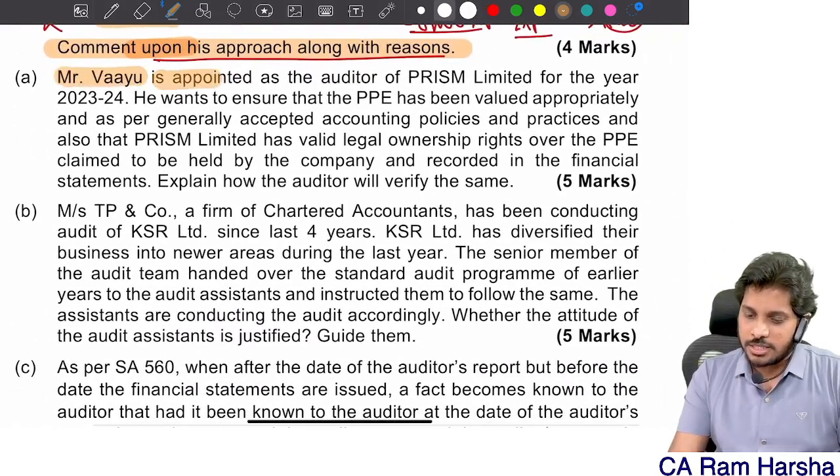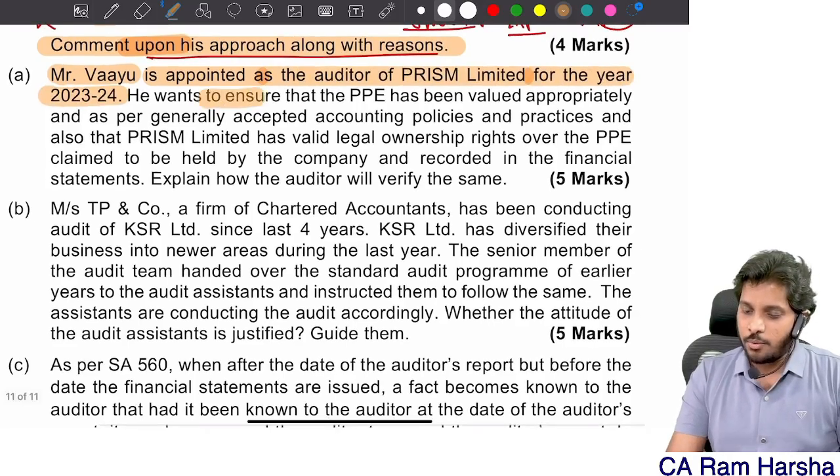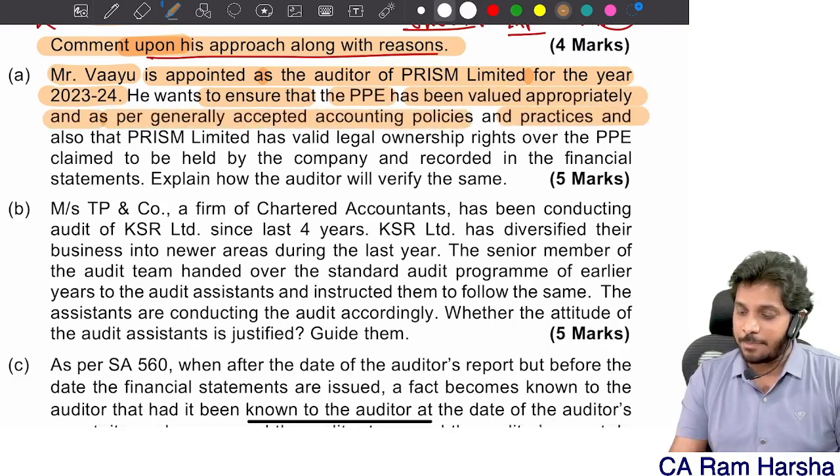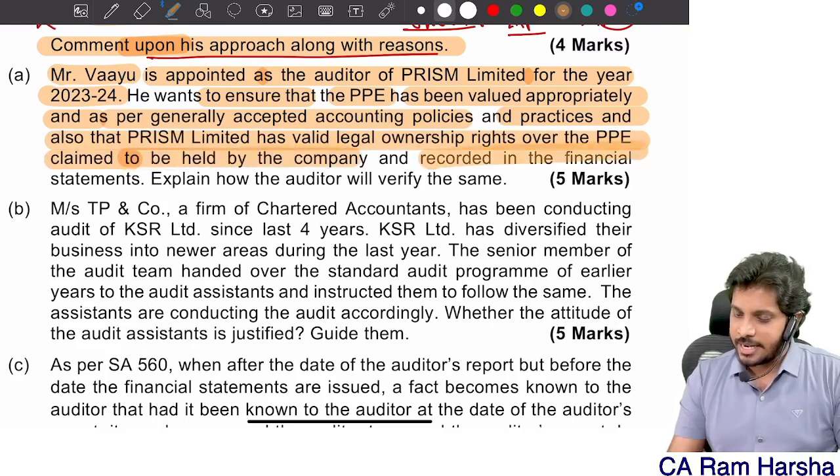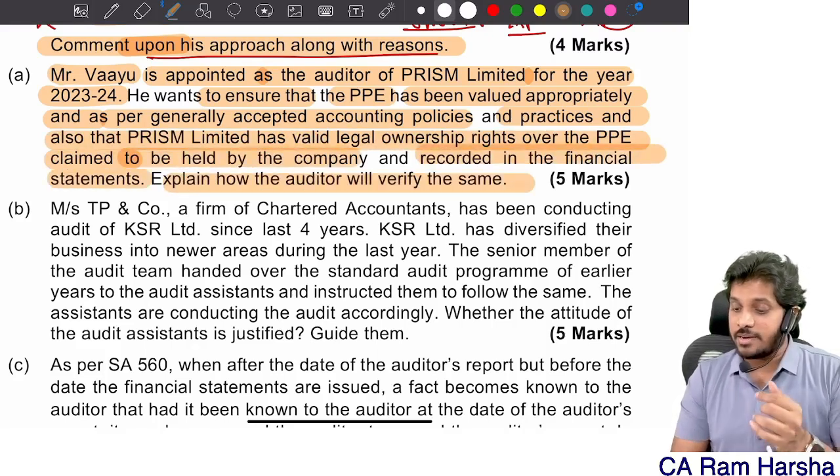Mr. Vayu is appointed as auditor of Prism Limited for the year 23-24. He wants to ensure that PPE has been valued appropriately and as per GAAP and practices, and also that Prism Limited has a valid legal ownership over PPE claimed to be held by the entity and recorded in the financials. Explain how the auditor will verify the same.